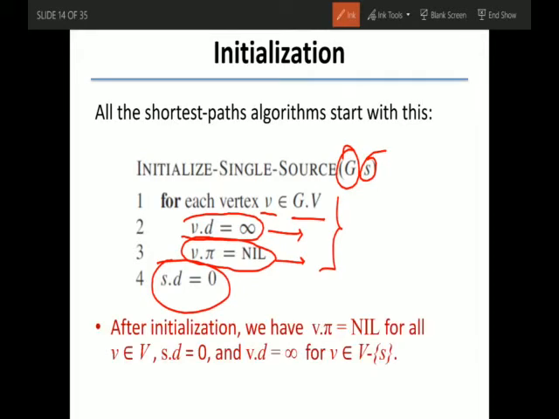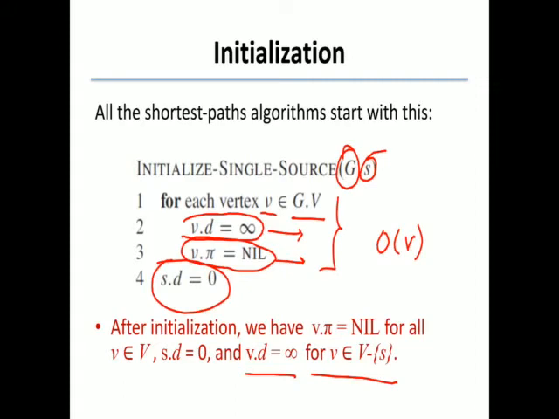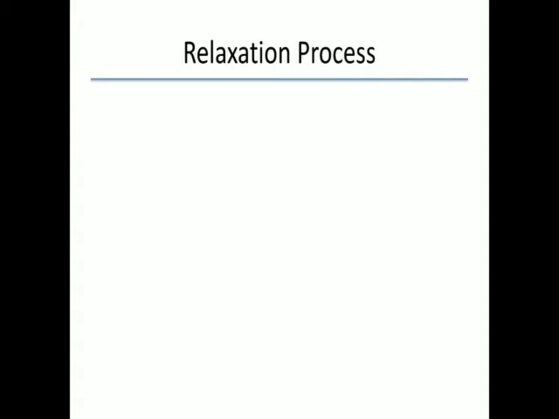There's only one loop, so what could be the time complexity of this algorithm? It is order of V, since we are iterating through all the vertices. After initialization we will have v.π as null, that is there is no predecessor for any vertex, and s.d is 0 and v.d is infinity for all v minus s. This initialization is used in all the shortest path algorithms.